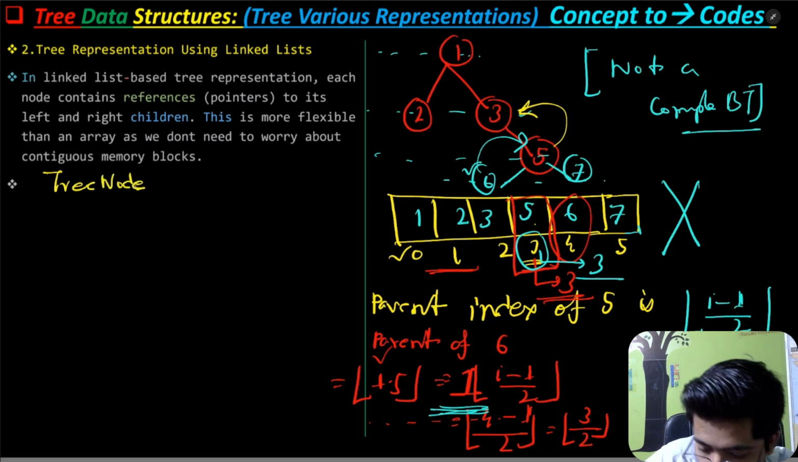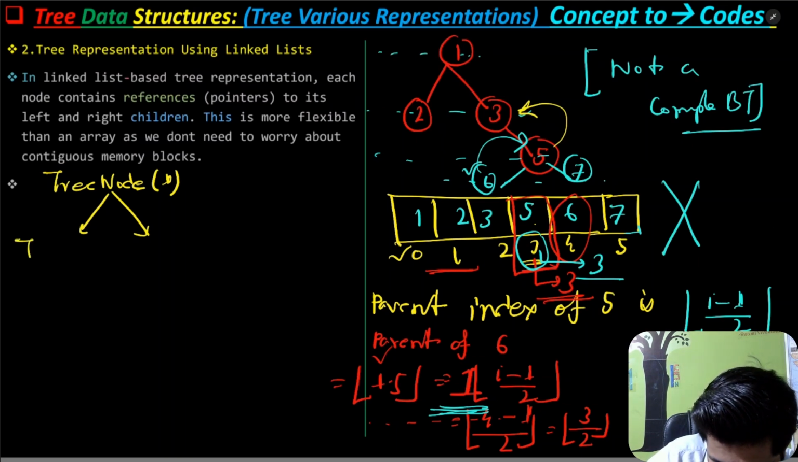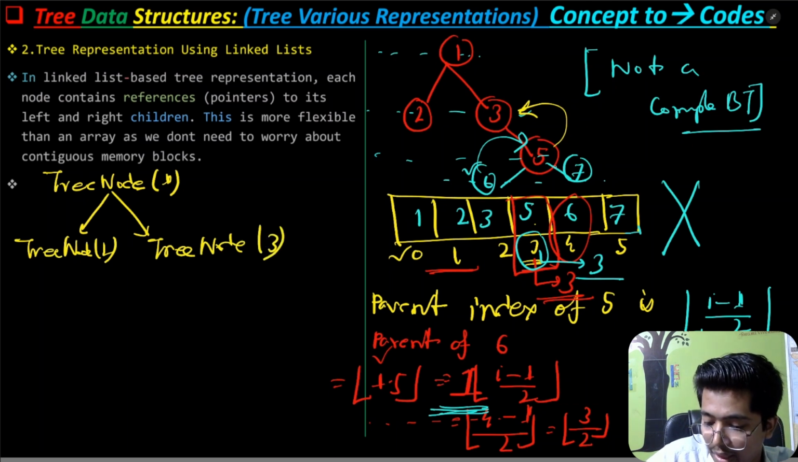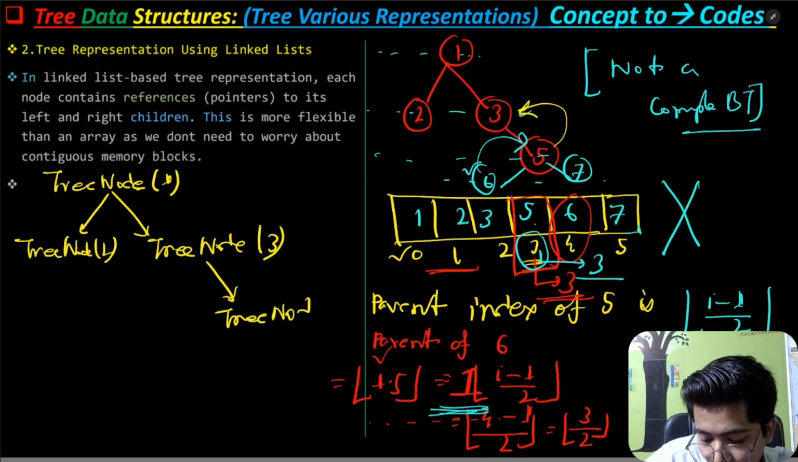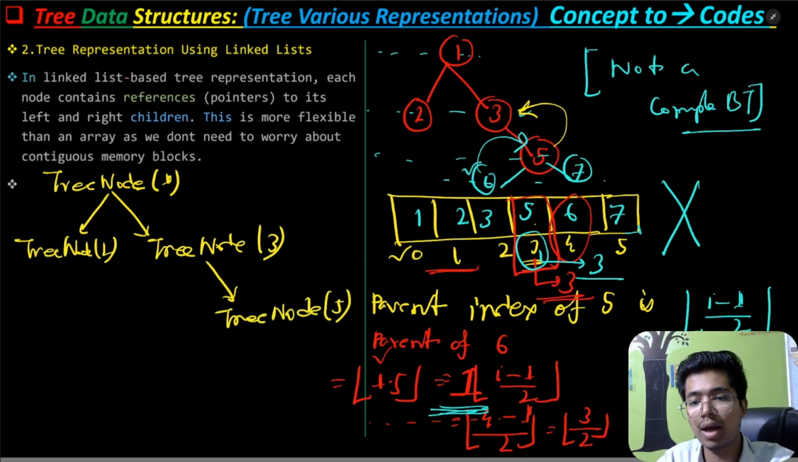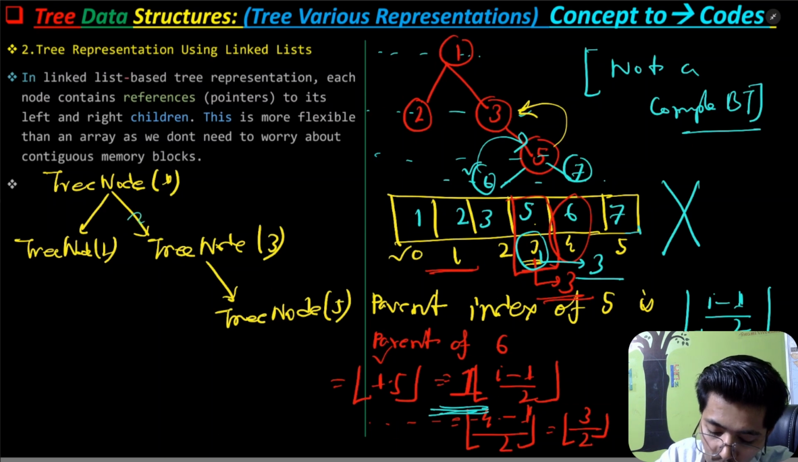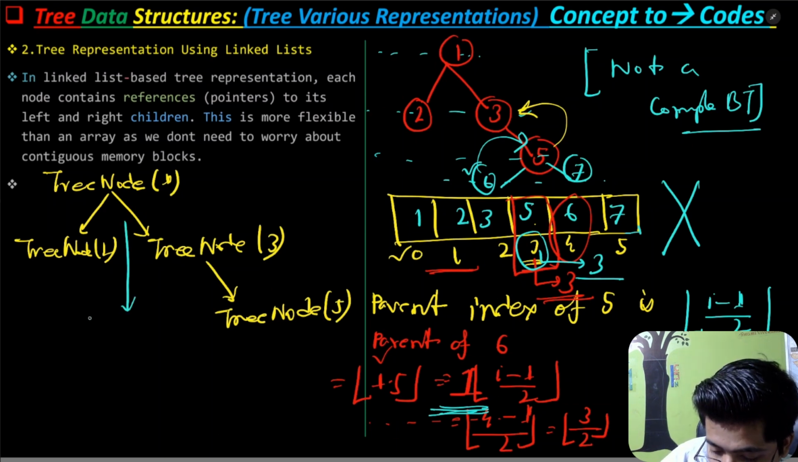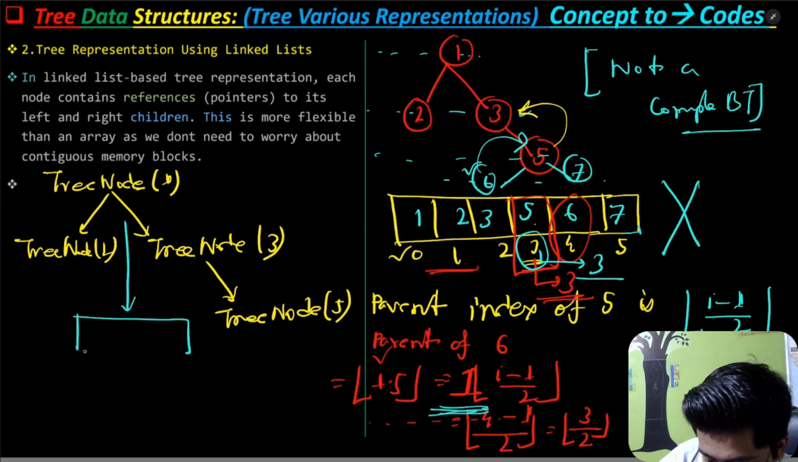Tree node 1, tree node 2, tree node of 3, then we represent this 5 as tree node of 5. So this is how we represent it in a linked list. Now we will be converting this tree node into architecture. While we utilize the linked list, we have the general architecture like this. First we have a left pointer, so this is the left pointer.